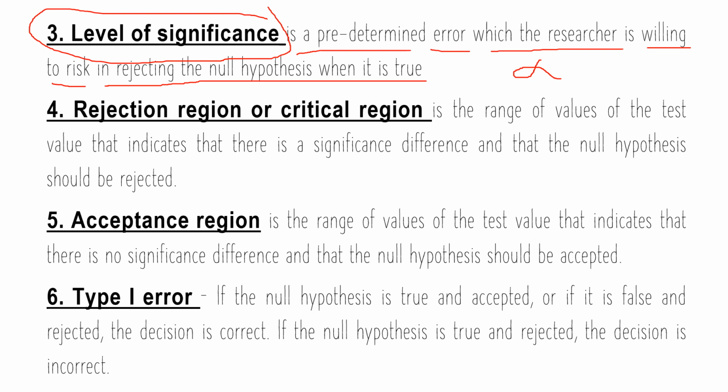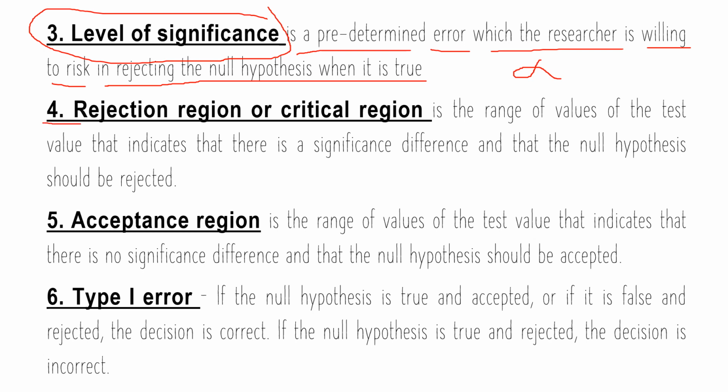What are the common values for this level of significance? First is 0.01, 0.05, and 0.10, that we can map on the confidence interval values, which are 90, 95, and 99. Because if we add this level of significance to your confidence interval, that will be equal to 1 or 100%.